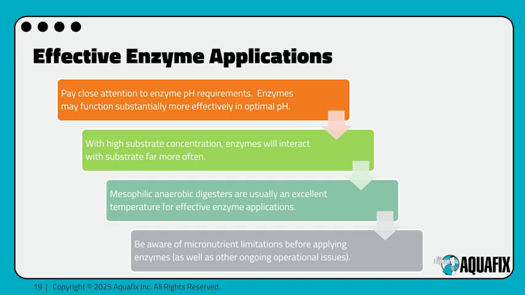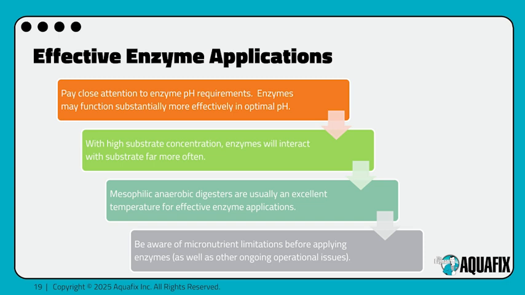So how do you gauge an effective enzyme application? First, pay close attention to pH requirements. If you don't have a good pH requirement, your enzyme will not work as well and it will not last as long. Often, basic pHs tend to lead to faster denaturing of enzymes than acidic pHs, but you don't necessarily know unless you've looked at the spec sheet of the enzyme.